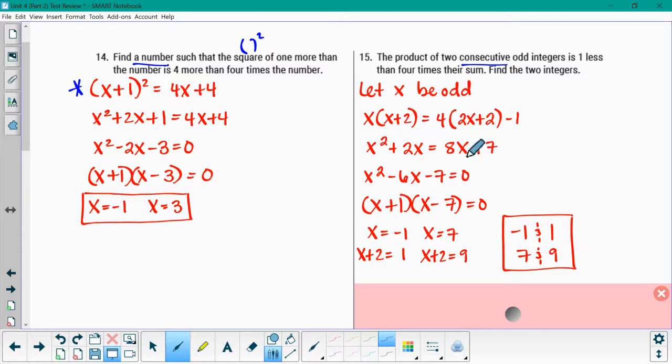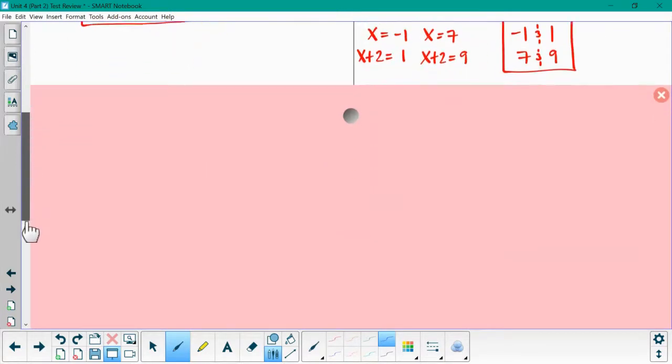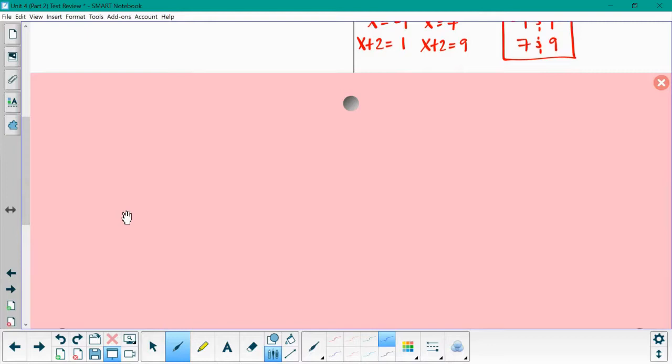Again, a little bit of simplification, did some multiplication, did some distributing and combining, moved everything to one side, factored, and I set each factor equal to 0 to give me x equals negative 1 and x equals 7. Well, the next consecutive odd for these two would be 1 and 9. So my final answer would be negative 1 and 1, and 7 and 9. Again, please pay attention to whether it's asking you for positives or negatives, because that will be important for your test.